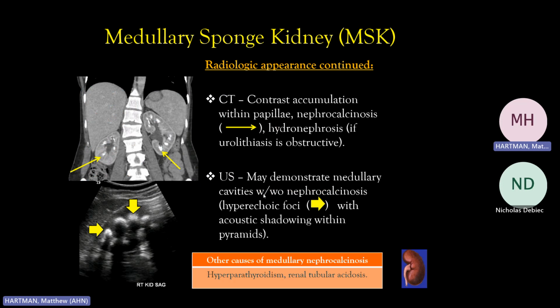Realizing that throws off the flow mechanics for the filtration system, more calcium can precipitate out. We're in the medullary portion of the kidney and will often get medullary nephrocalcinosis. Other conditions that can be seen with medullary nephrocalcinosis are hyperparathyroidism and renal tubular acidosis. This is a great differential to know.